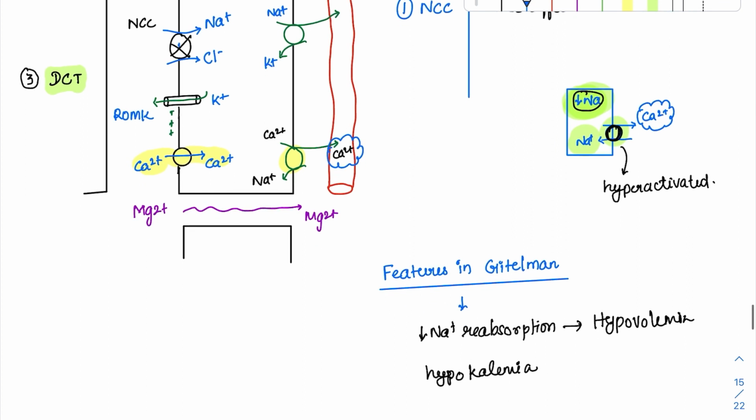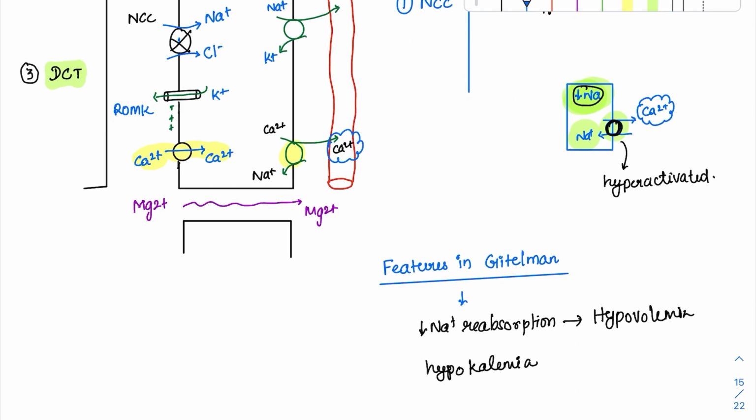So can I write hypercalcemia? I cannot write that because calcium homeostasis depends on many factors. Instead, we can write hypocalciuria. In the previous disorder, Bartter, we saw hypercalciuria. But the major difference between Bartter and Gitelman is hypocalciuria.